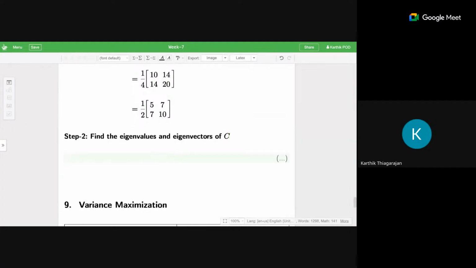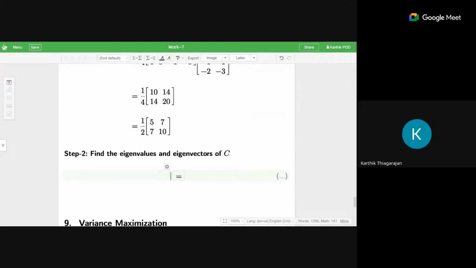Let's do that. You must be experts by now. So C minus lambda I equal to 0. Half we can get rid of, no? Oh, no, wait. Half we can't get rid of. So we have to be careful. So 1 by 2 times this: 5 by 2 minus lambda, and then you have 7 by 2, this is 7 by 2.